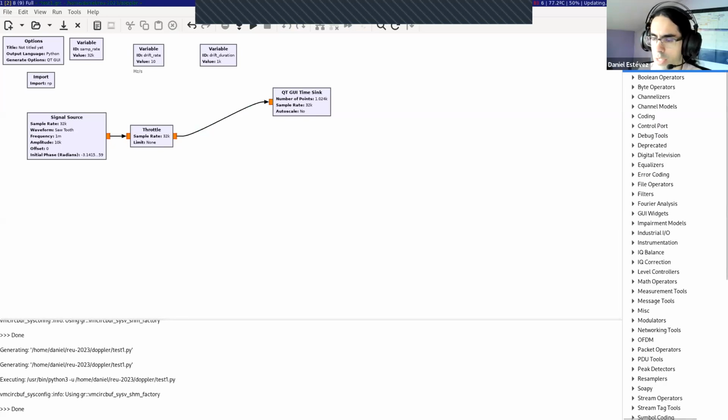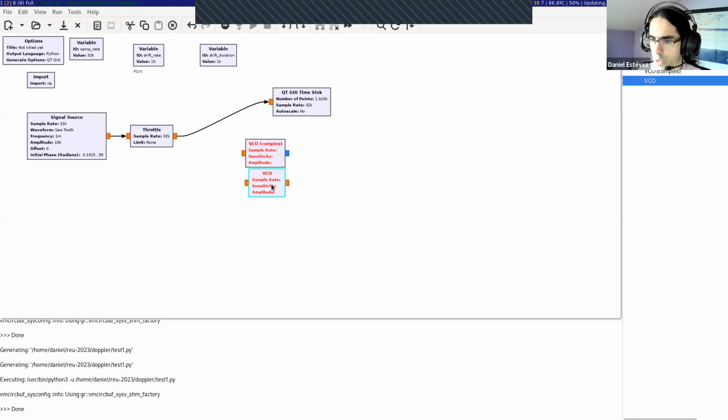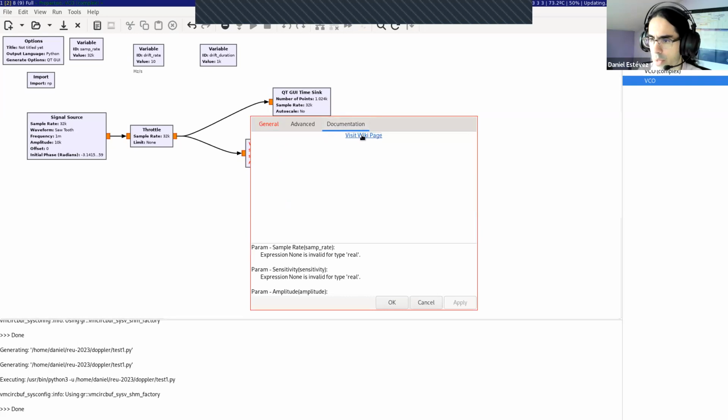And the block to do this is a new block, which is called VCO. And there are two options. One is VCO complex. The other one is VCO not complex, so real. And the only difference is the type of the output. So this will generate a complex exponential or complex sinusoid. This will generate a real sinusoid. And we are most of the time using complex signals to represent radio frequency signals. So we will use the VCO complex. And then I'm going to connect it here, and I'm going to pull up the documentation.